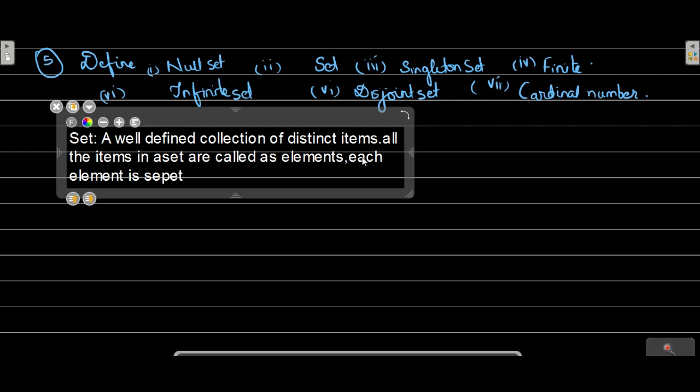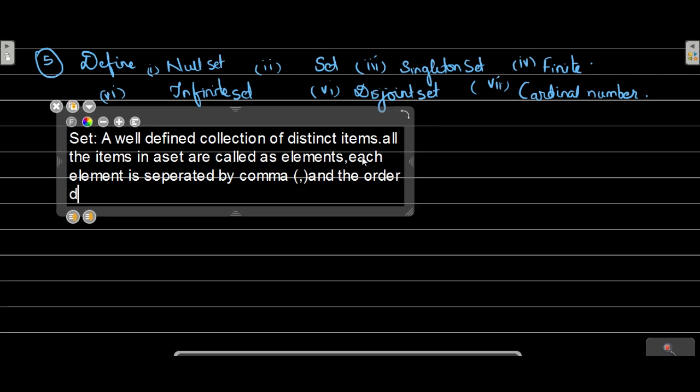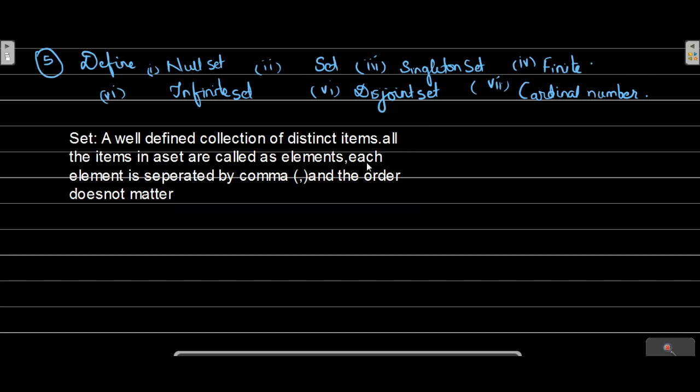separated by a comma. What is a comma? This symbol is a comma. And the order does not matter. So the order of these elements does not matter. So what are sets? A set is a well defined collection of distinct elements. If you want to give the proper definition of a set, what you have to say? A well defined collection of distinct elements is called a set.